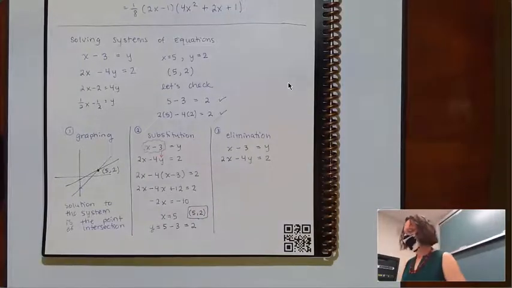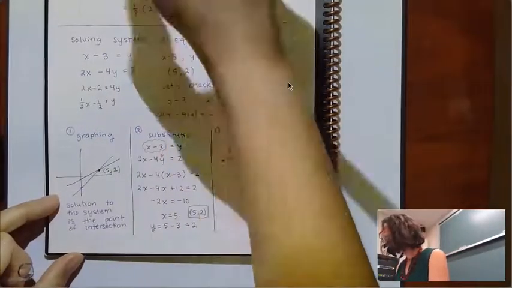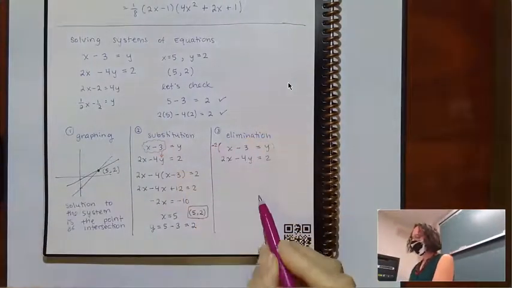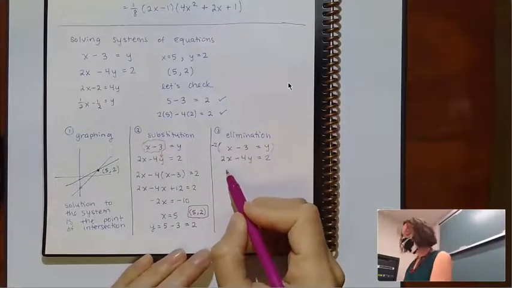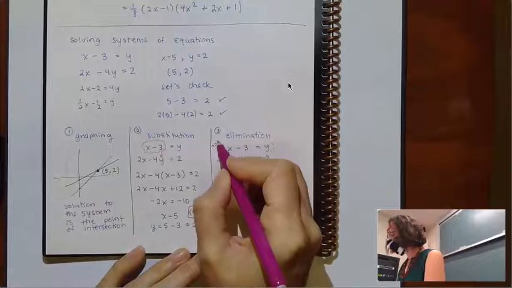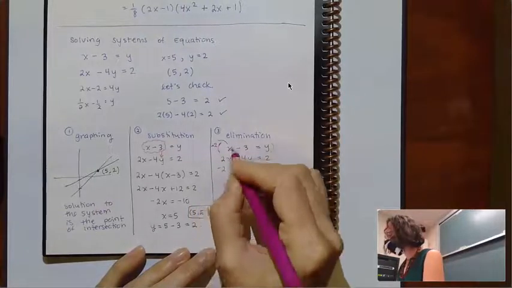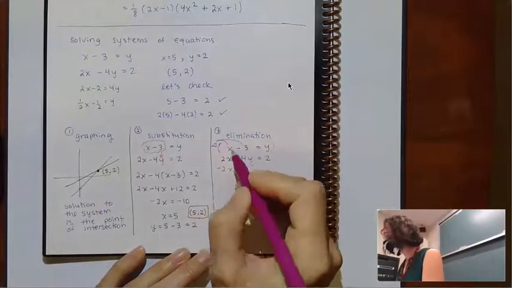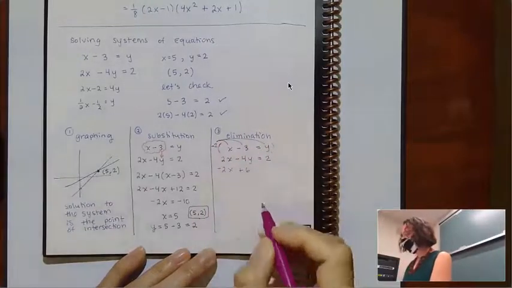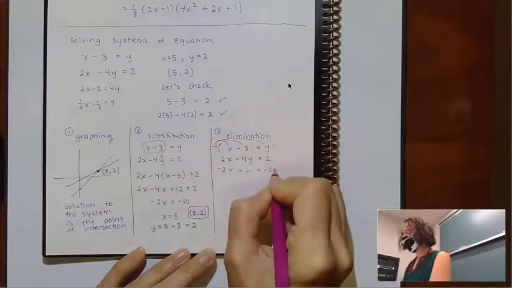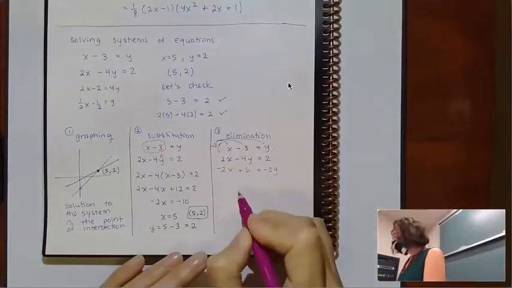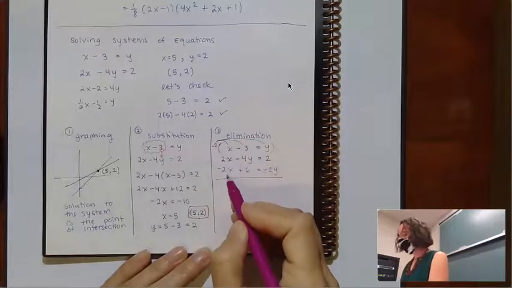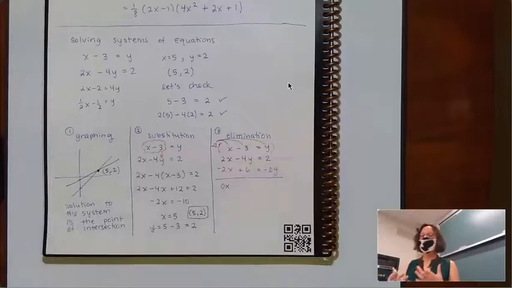As soon as I find a pen that wants to write today. And I'm going to go ahead and write it underneath just so that I have some more space. So if I think about distributing that -2 out, I'd have -2x. -2 times -3 would give me a +6. And -2 times y would give me a -2y. When I add these two equations together, 2x plus -2x gives me 0x. So my x has been eliminated.